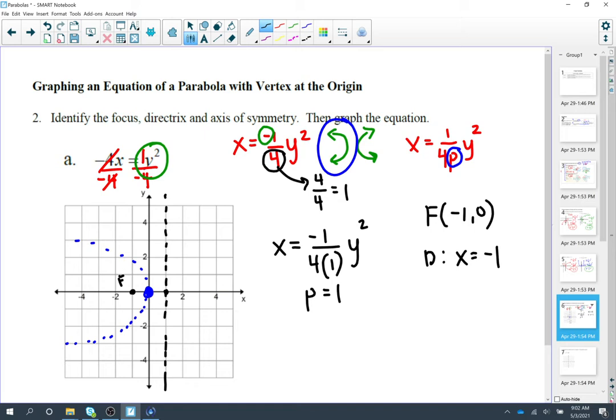Now, the other thing they want is the axis of symmetry. Keep in mind the axis of symmetry is the line that cuts the parabola in half, which in this case is the x-axis, which means we have y equals 0.